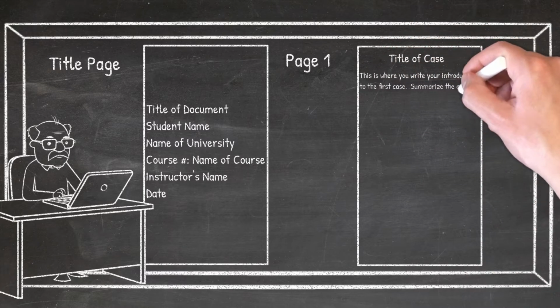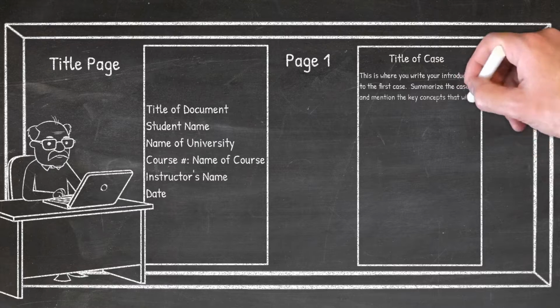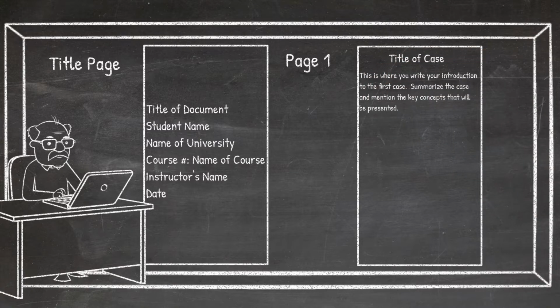These should be the titles of each case. The example shown here is for the first section. It begins with the title of the case, such as Chapter 1, List-O Systems. Notice that it is centered. The text immediately below the heading should be your introduction to the case. You should summarize the case and mention the key concepts that will be presented.